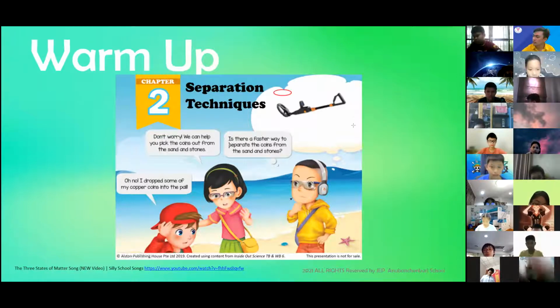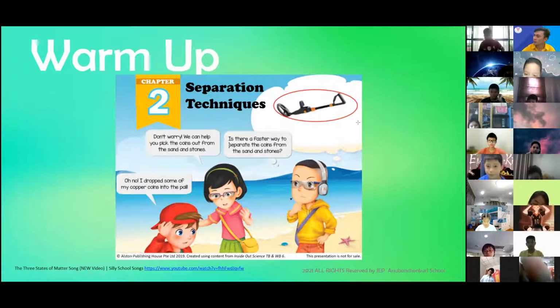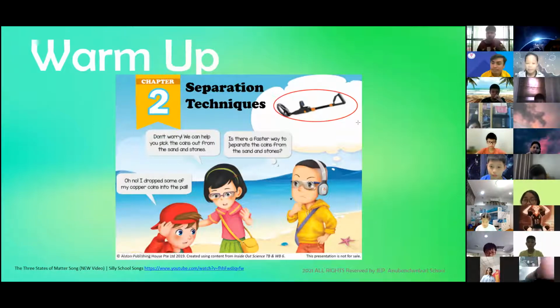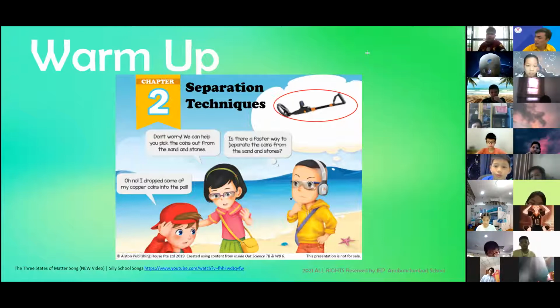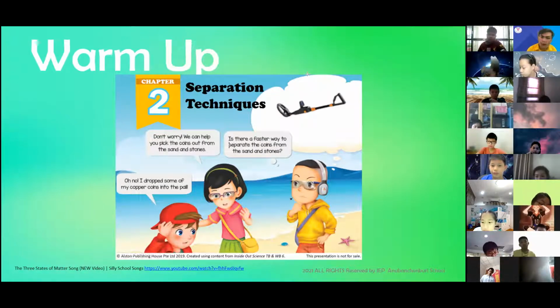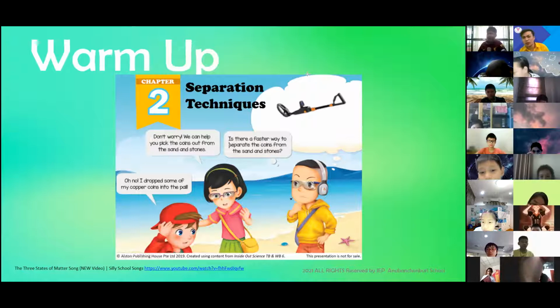And he is thinking of this thing. What do you call this? Anybody has any idea what this thing is? Metal detector. Yes, it is a metal detector. You're correct. And how does this help in getting the coins that were dropped into the pail? How can we use the metal detector? Maybe Supercrit wants to answer.